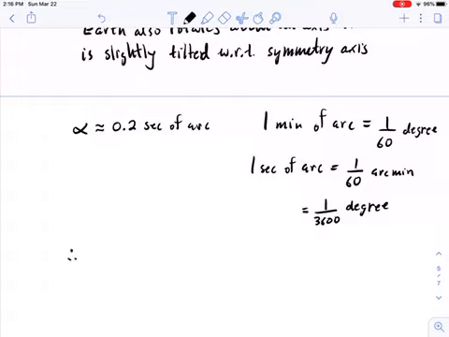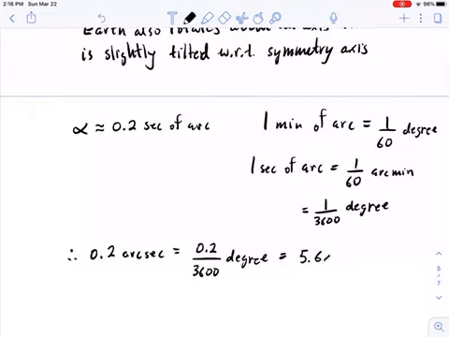Okay, so this angle then, 0.2 arc seconds, is equal to 0.2 over 3600 of a degree, which is 5.6 times 10 to the minus 5 degrees, which in radians is 9.7 times 10 to the minus 7 radians. So it's a very small angle.